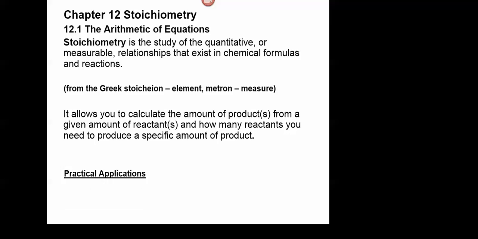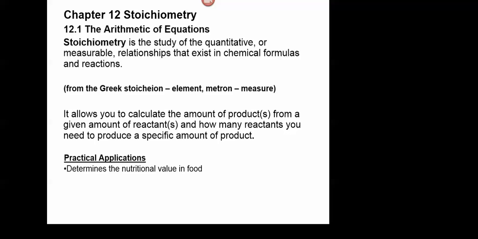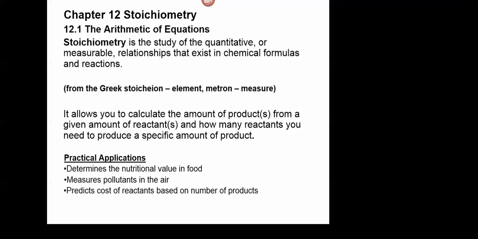So some practical applications that we commonly see have to do with the nutritional value in food. Those numbers that you see on the sides of food, the nutritional content, is determined by stoichiometry or something related to it. It measures pollutants in the air and again predicts costs of reactants based on the number of products. So how much is it going to cost you to have that party knowing the number of products?